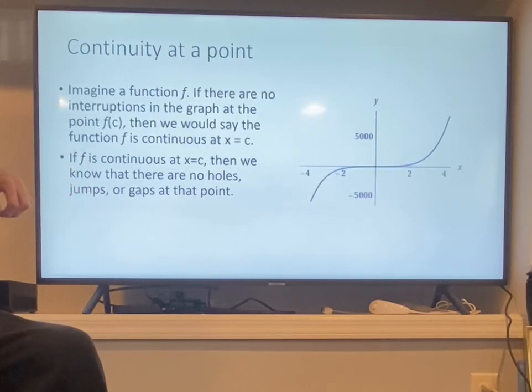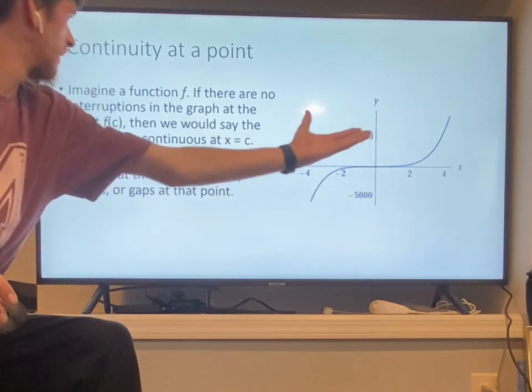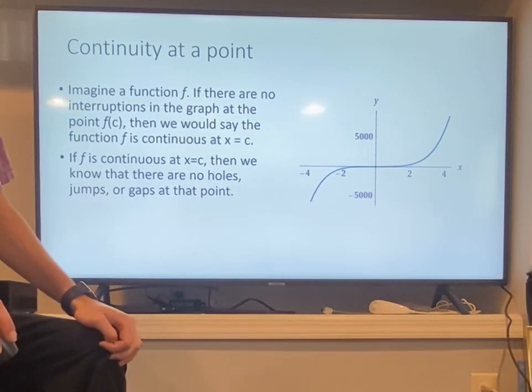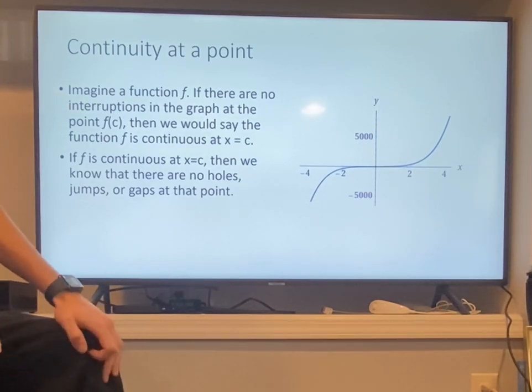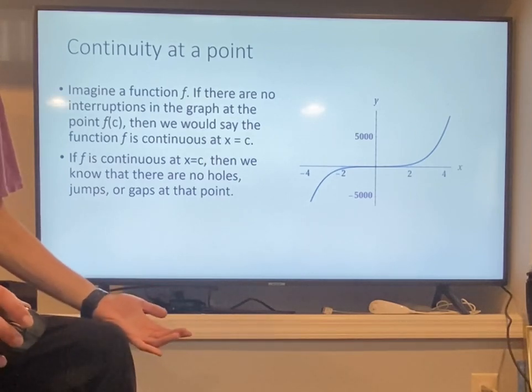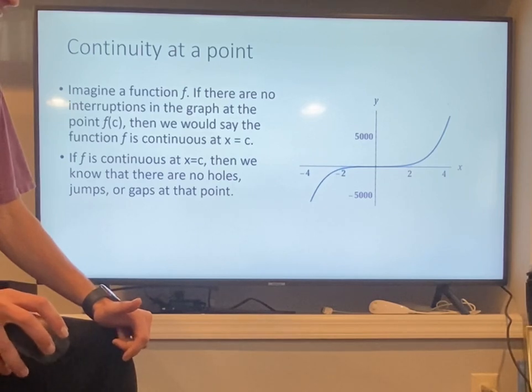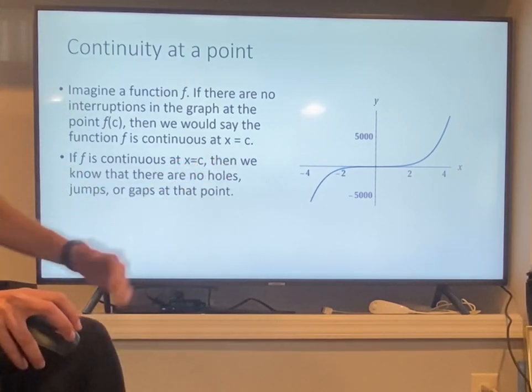So, imagine a function f. If there are no interruptions in the graph at the point f of c, we would say that the function is continuous at x equals c. If a function is continuous at x equals c, we can clearly see there are no holes, jumps, or gaps at that point in the graph.